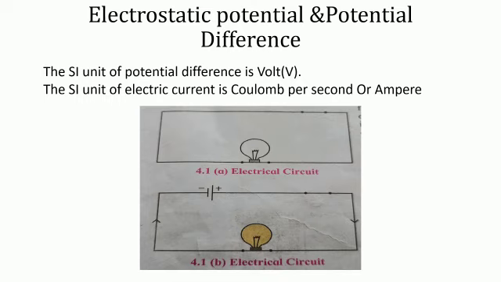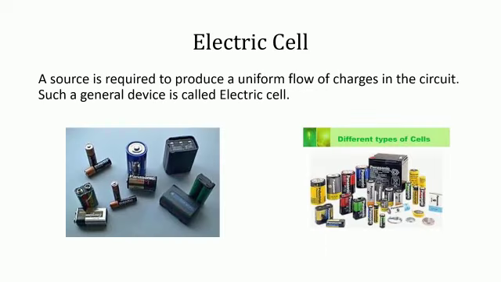We have seen that electric current is produced due to the flow of charged particles. Electrical charge flowing through a wire in 1 second can be called unit current. The SI unit of electric current is coulomb per second or ampere.